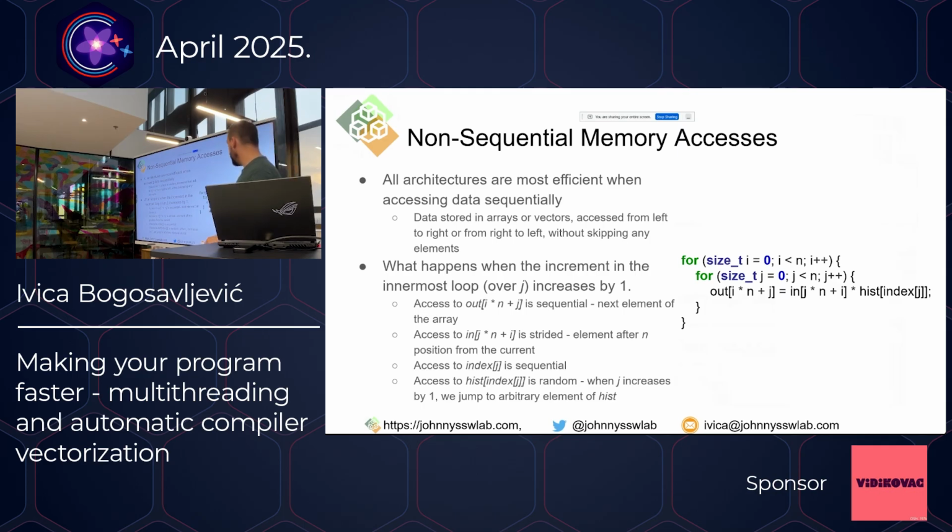So there is a sequential access, and there is a strided access. What kind of access is index of j? Sequential, strided, or something else? No, index of j, not hist of index of j. Yeah, sequential. When j increases by 1, the index increases by 1. And with histogram, this is an indirect access. It's essentially random, depending on the value in the index. So we have 3 types of accesses here.